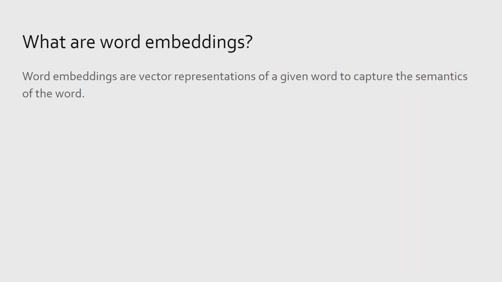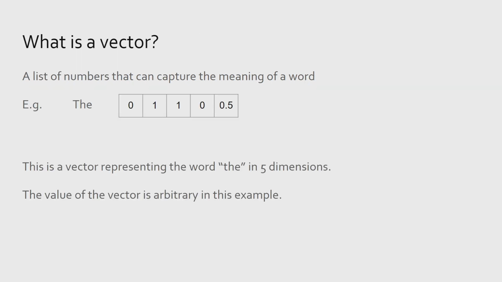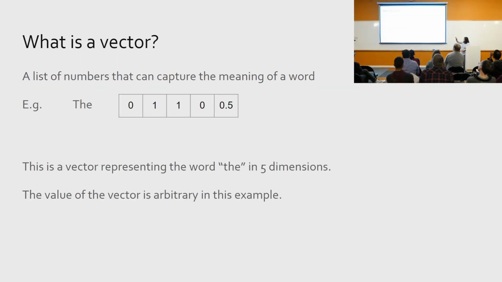Okay, so what are word embeddings? Has anybody worked with word embeddings? Cool, one person, yay. So word embeddings are vector representations of words in order to capture the actual meaning of that word. Now, what that means is, if you have the word the, and you have a list of numbers to capture the meaning of the, that's basically a vector that represents the word the. In this case, it's totally arbitrary.